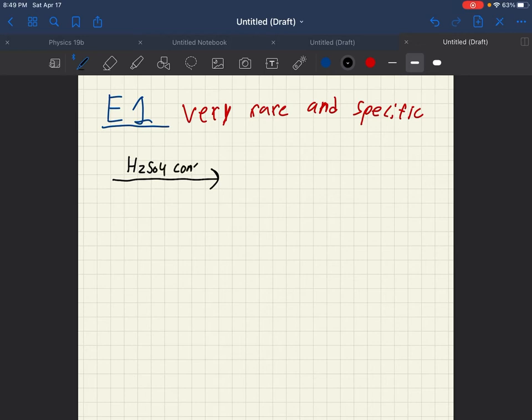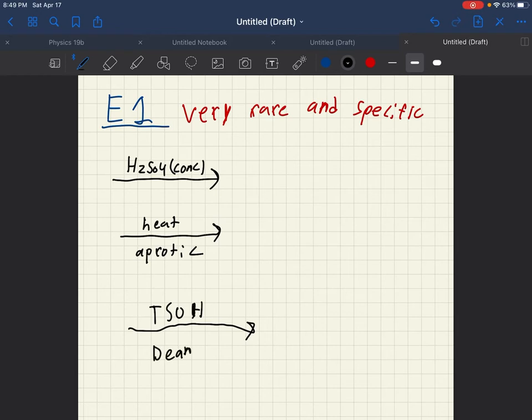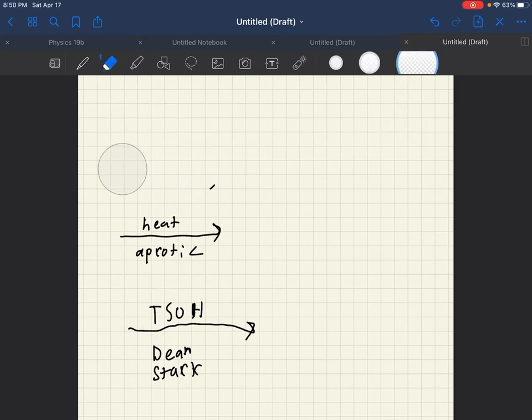These conditions include concentrated H2SO4, heat with an aprotic solvent, or you could have TsOH with a Dean-Stark. So those are the only times that E1 actually happens. They're very rare and they have a very specific set of conditions. So if you see any of these right here, you know that it is definitely an E1 reaction and you're going to have to use the E1 mechanism.